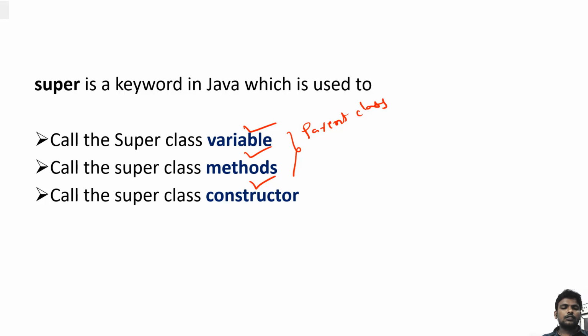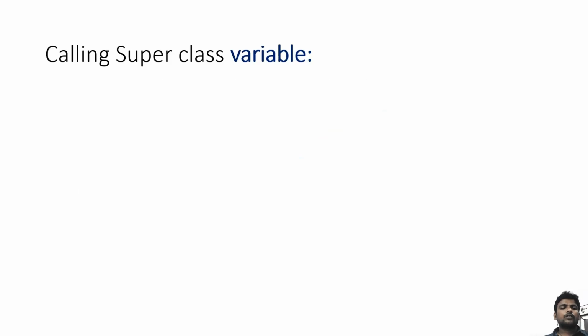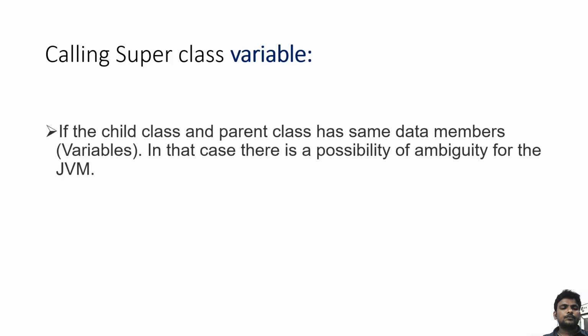So now we will see the parent class variables: how to call a parent class variable or superclass variable. Calling a superclass variable. If the child class and the parent class have the same data members, meaning the names of the variables are the same, then there is a possibility of ambiguity for the JVM. So which one has to be executed? Here we'll get some ambiguity.